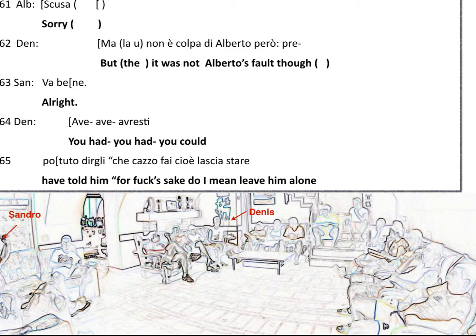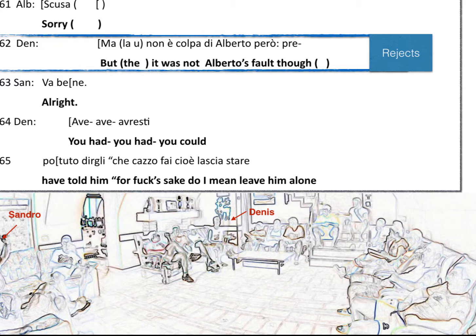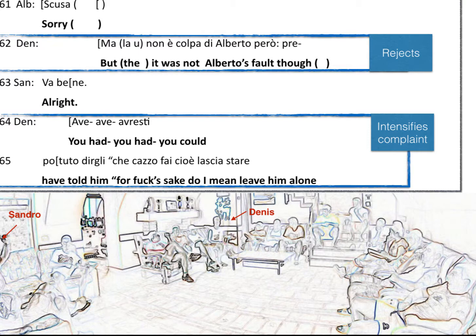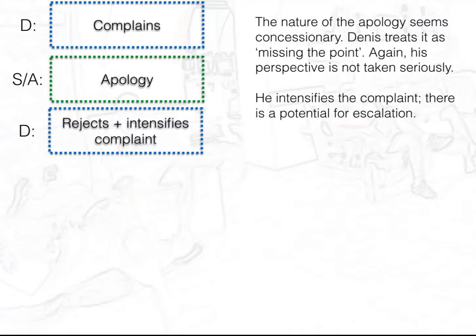And Dennis goes, but it was not his fault. It was the other person's fault, the person who's not here. And the staff member goes, all right. And then you could have told me, for fuck's sake, leave him alone. You, the staff member, could have told that guy, leave me alone. So he rejects the solution that the staff member had kind of proposed, having someone apologize to Dennis, and then he kind of upgrades his complaint, actually.